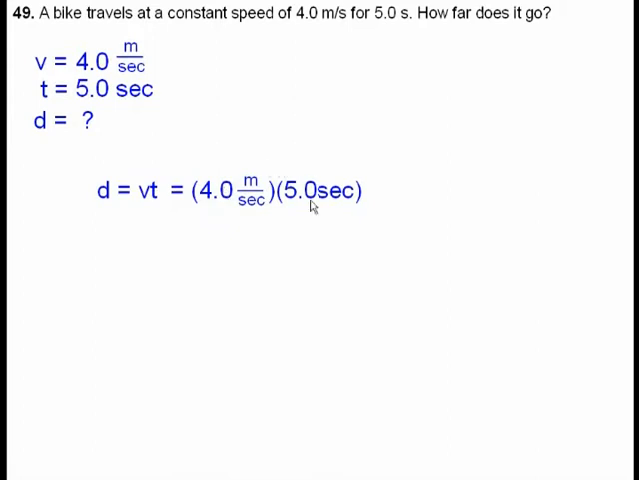Substituting, we put numbers and unit labels into the formula. So when we multiply, we're going to get 20. When we multiply our units, seconds and seconds are going to cancel each other out, and that way we're showing where the meters on the answer comes from. So we've got 20 meters.